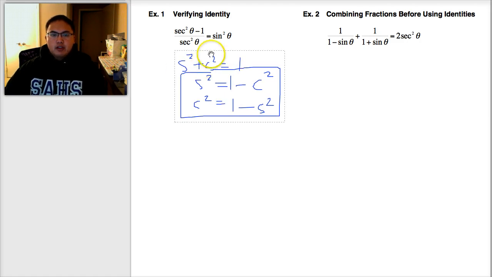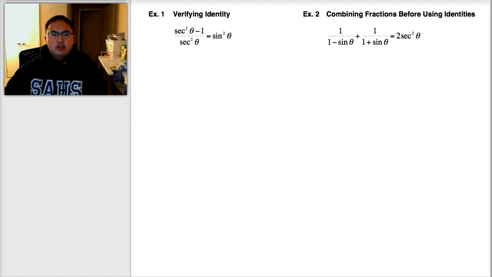Number 1 says verify this identity. So I've got secant squared minus 1 over secant squared equals sine squared. Remember, there are multiple ways to solve this. Some of you may notice there's a secant squared minus 1 that sort of looks like the identity that we did in the last video. But for me, what I'm going to do is convert everything into sines and cosines.